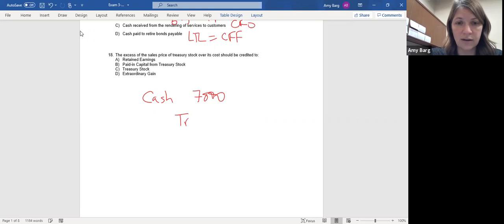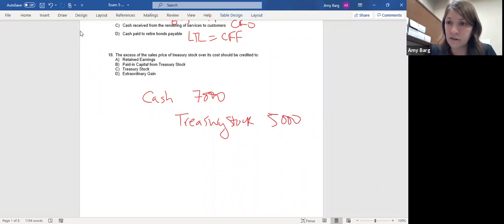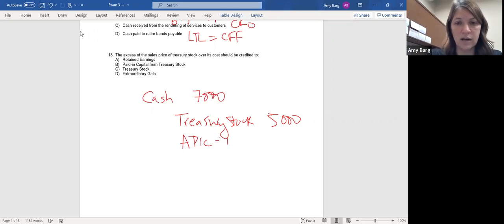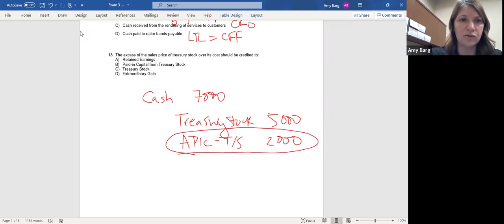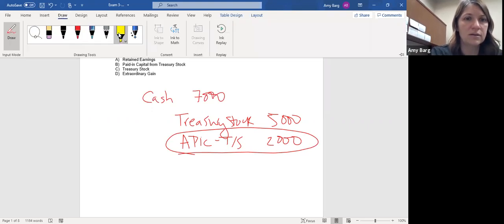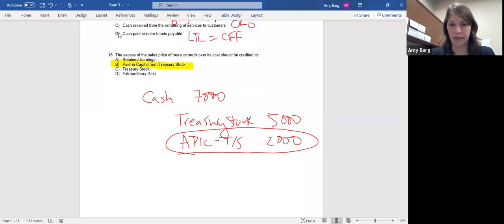But treasury stock only comes in and out at the amount that we paid for it. So it's still on our books at $5,000. It's going to come out of our books at $5,000. We've got 7,000, we've got 5,000. They don't match. The gain in treasury stock goes to APIC treasury stock of 2,000. So we are crediting this paid in capital from treasury stock. So the answer is B.